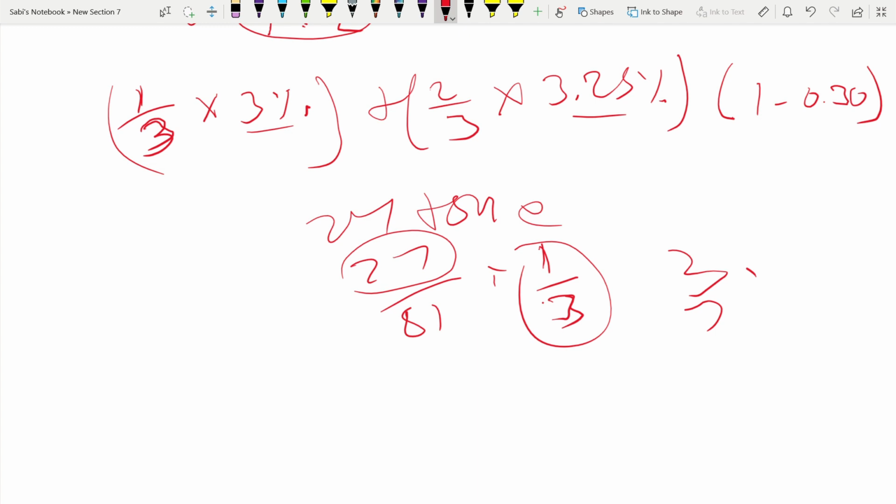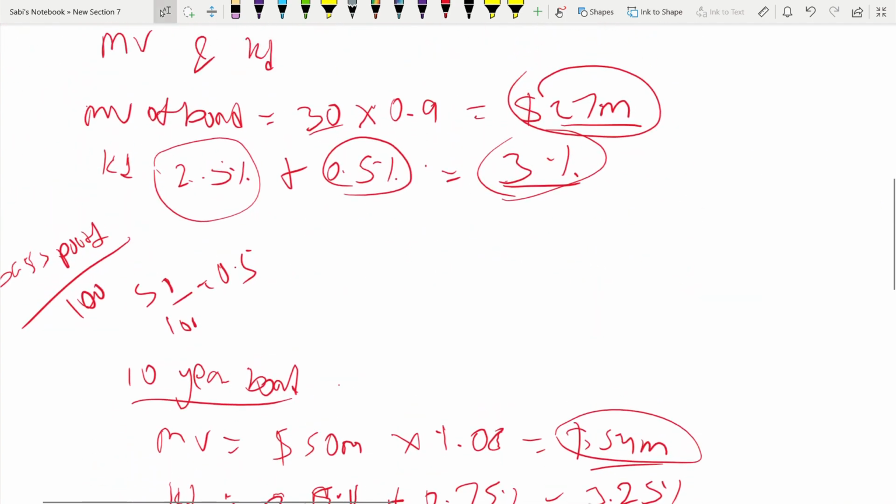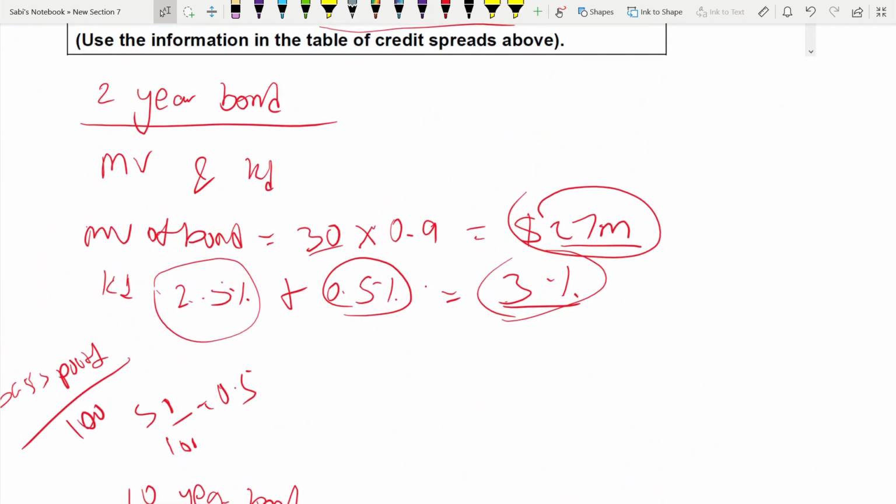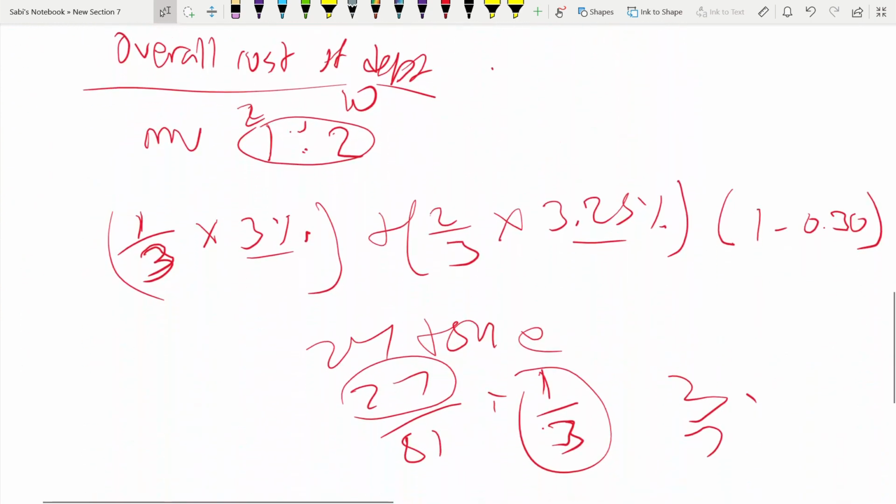Sometimes they will not give you the ratio. This is how you need to calculate that ratio. What portion is for the 2-year bond, what portion is for the 10-year bond, based on the market value. You have to get that ratio. Use the market value after you have calculated it, not the 30 and 50 that they have given. Based on that, you have to get the ratio. It's very important.